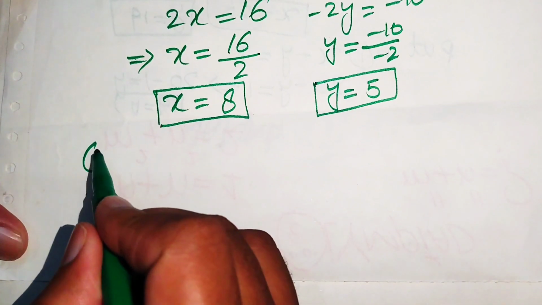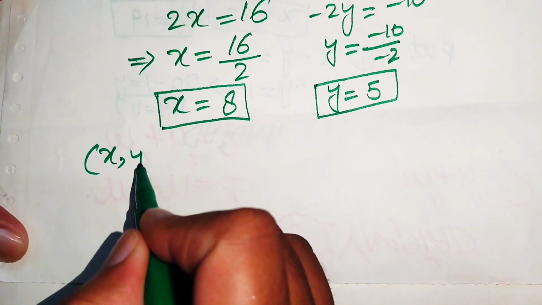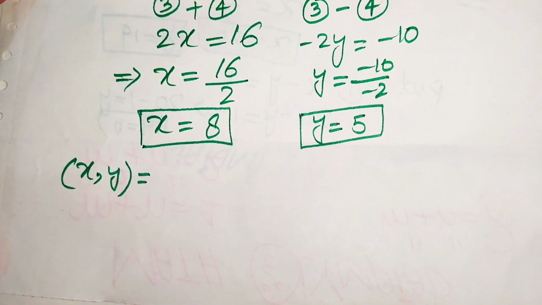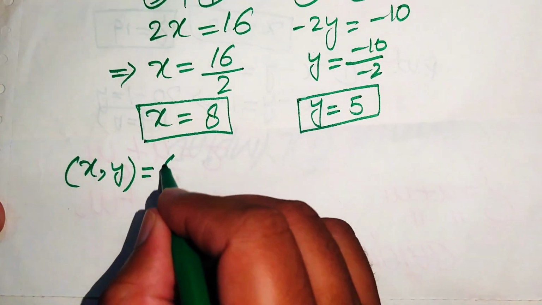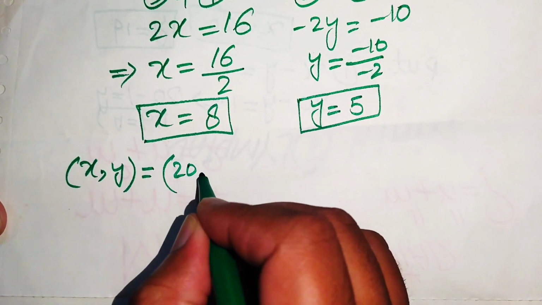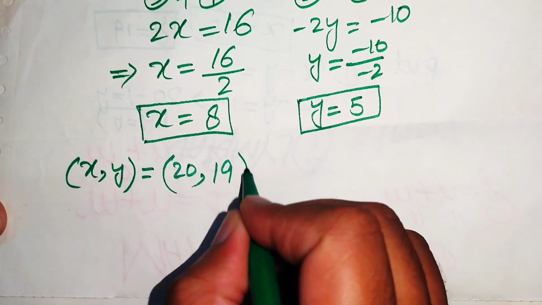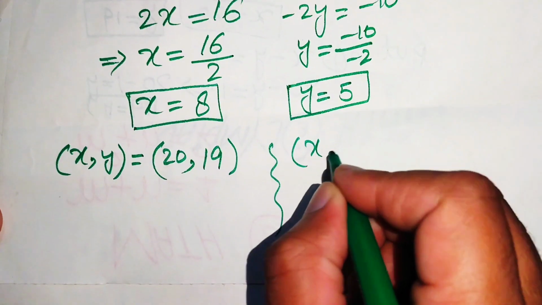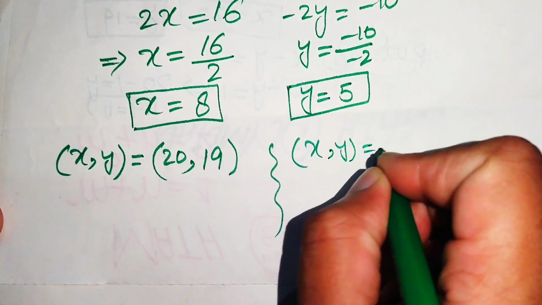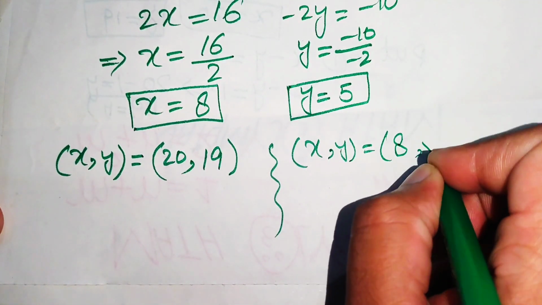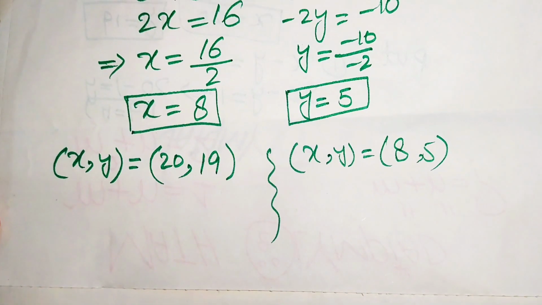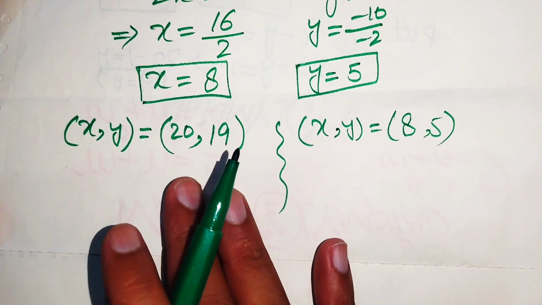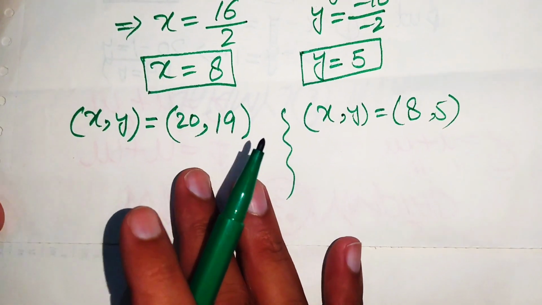So here we write both of these values which we get from both of the given cases. In the first case we get the value of x is 20 and the value of y is 19, and in the second case we get the values of x and y as 8 and 5. So now in the next step we check these two solutions. Do these two solutions satisfy our given question statement or not?